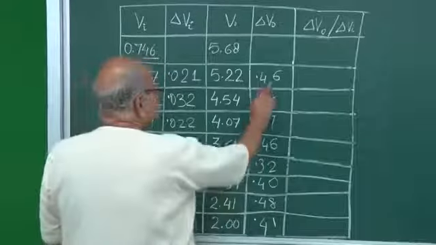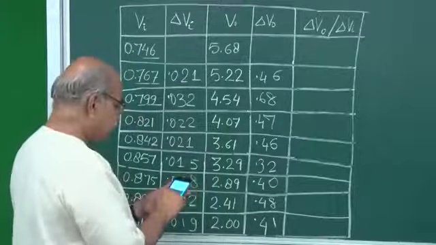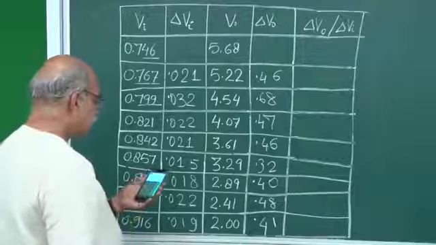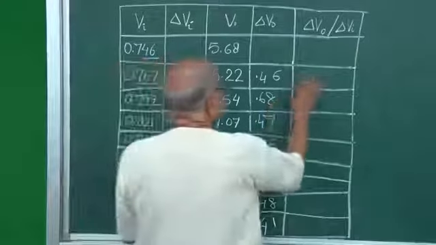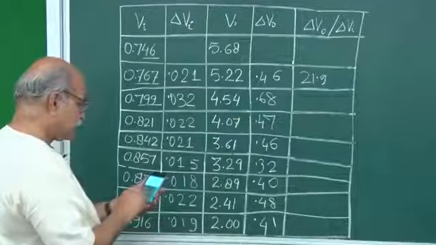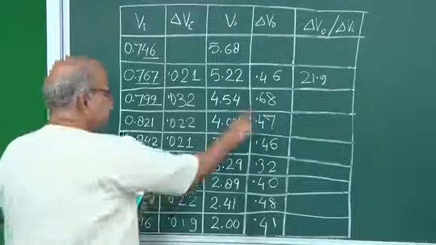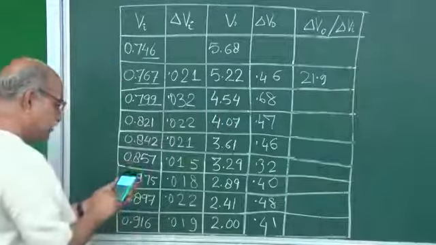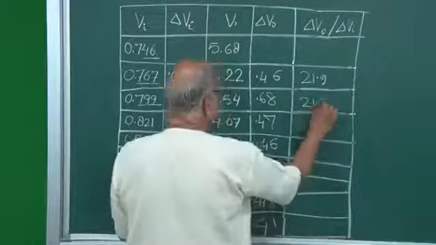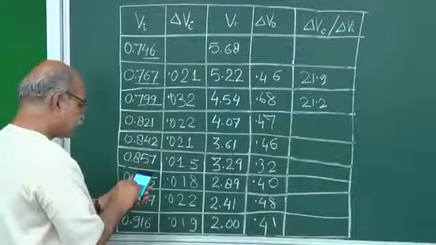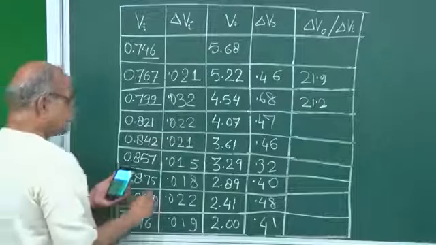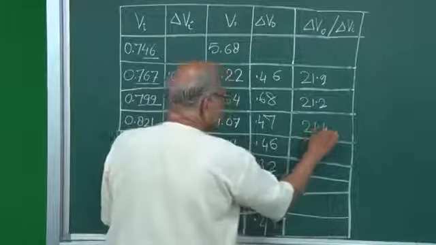All right, so delta VO is 0.46. So 0.46 divided by 0.021 equal to, this is 21.9. Then 0.68 divided by 0.032, and that turns out to be 21.2. 0.47 divided by 0.022, and that is 21.4.